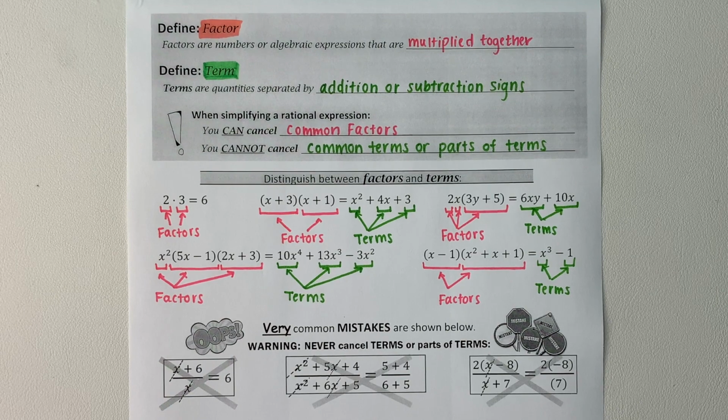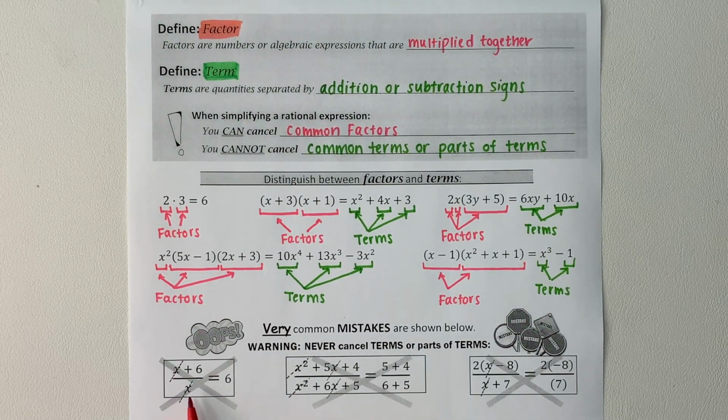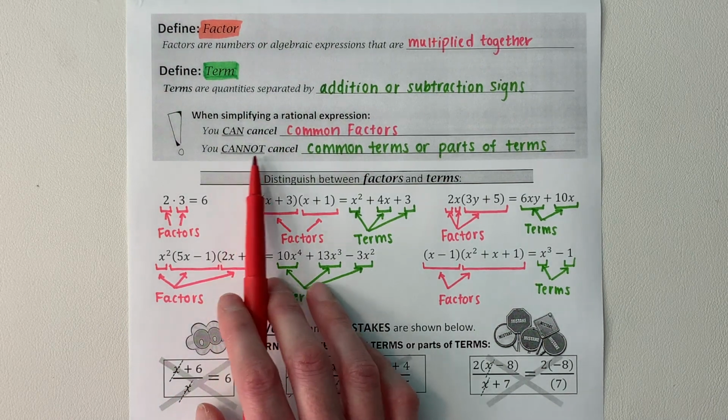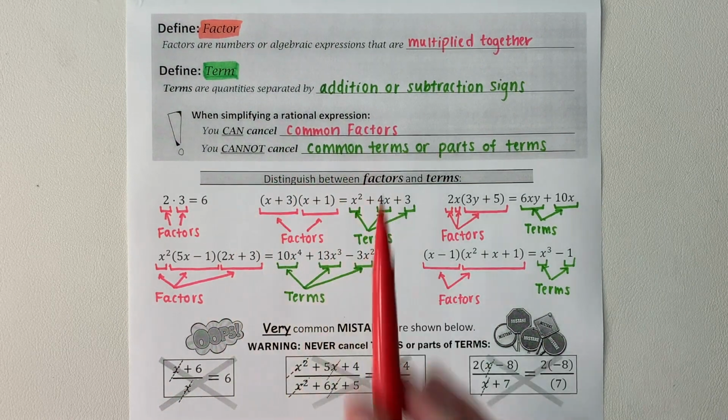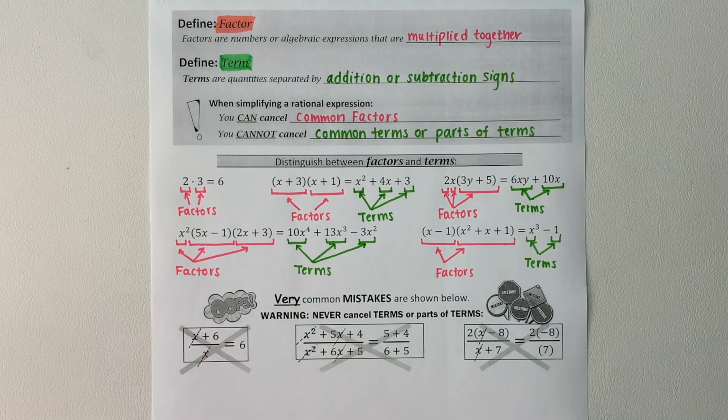In this first example, notice the student canceled the x's. This is wrong because notice this x is a term. Remember, a term is a quantity being separated by an addition or a subtraction symbol. This addition symbol separates these two terms. So the student here has canceled a term. Remember, you cannot cancel common terms. So this is not correct.